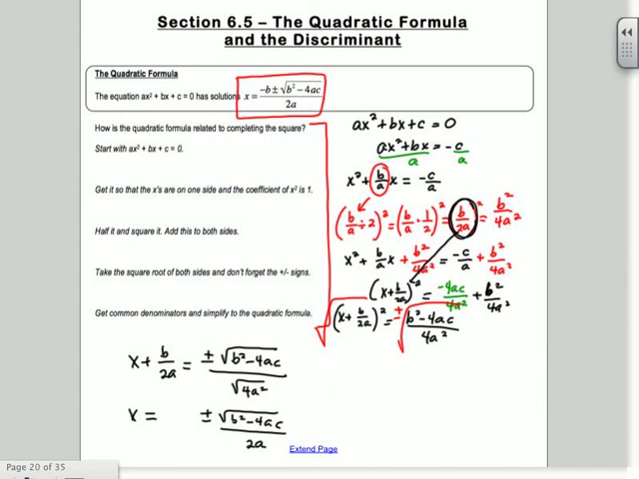Okay, notice how I left a little space there. What is my next step? Yeah, subtract the b over 2a over. And our very last step is we have common denominators. They're both over 2a. So it's x equals negative b plus or minus the square root of b squared minus 4ac all over 2a. That's it. Quadratic formula. That's how they got it.